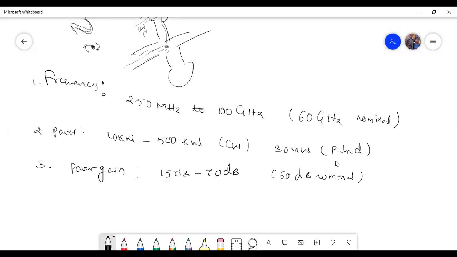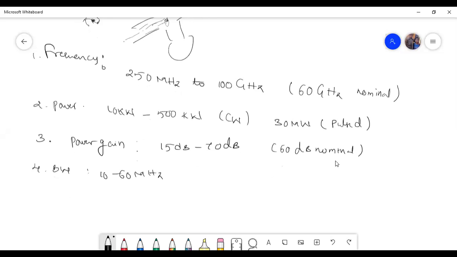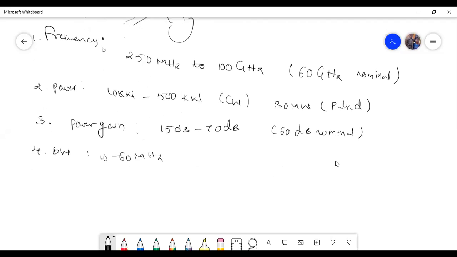Power gain is 15 decibels to 70 decibels. Now coming to bandwidth. Bandwidth is 10 to 60 megahertz. So 10 to 60 megahertz is generally used in fixed frequency applications.